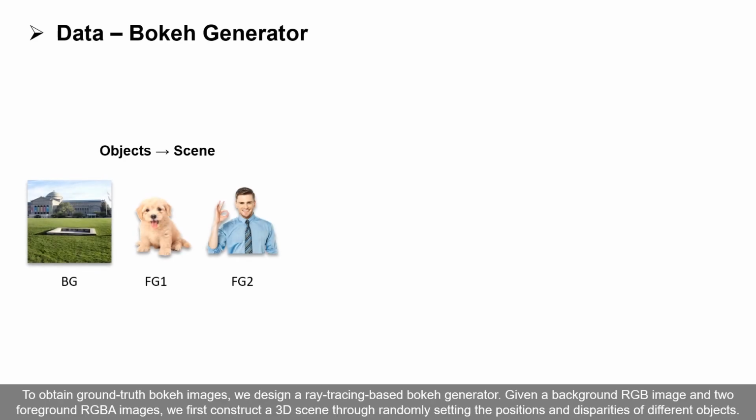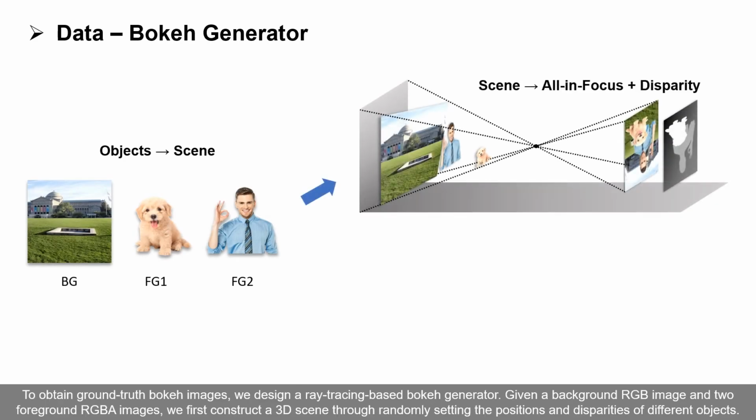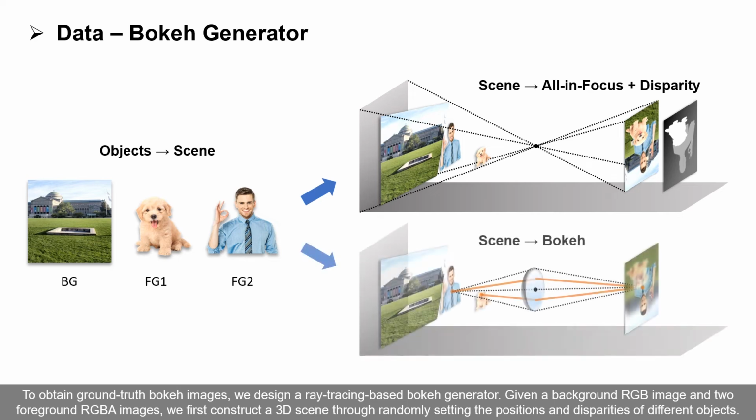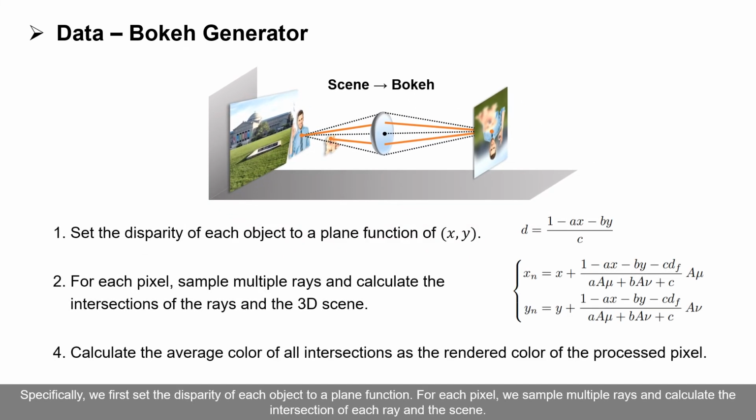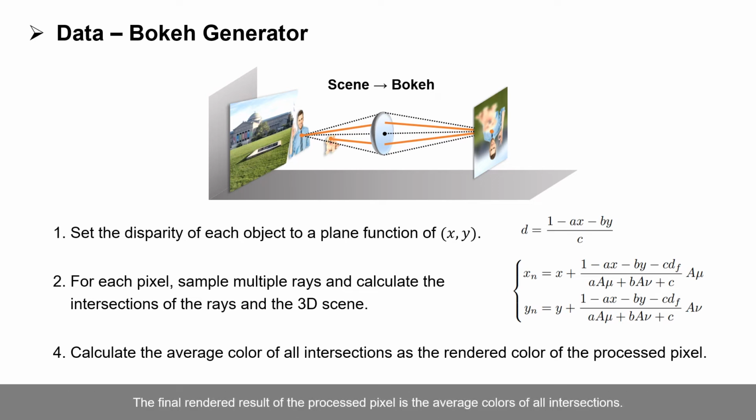To obtain ground truth bokeh images, we design a ray tracing-based bokeh generator. Given a background RGB image and two foreground RGBA images, we first construct a 3D scene by randomly setting the positions and disparities of different objects. Then, we can easily synthesize an all-in-focus image and a corresponding disparity map, and produce a bokeh image by our bokeh generator. Specifically, we first set the disparity of each object to a plane function. For each pixel, we sample multiple rays and calculate the intersection of each ray and the scene. The final rendered result of the processed pixel is the average color of all intersections.